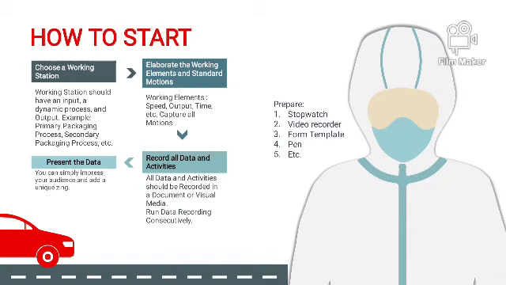Second, elaborate the working elements in that working station. Write down the steps of the process or stream map, the values that will be measured and recorded, and the designated motions in the process. Third, record all data and activities in a document form template and visual media. The recorded data and activities should come from several process monitorings. Consecutive recording will be better. Fourth, present the recorded data in a good presentation.